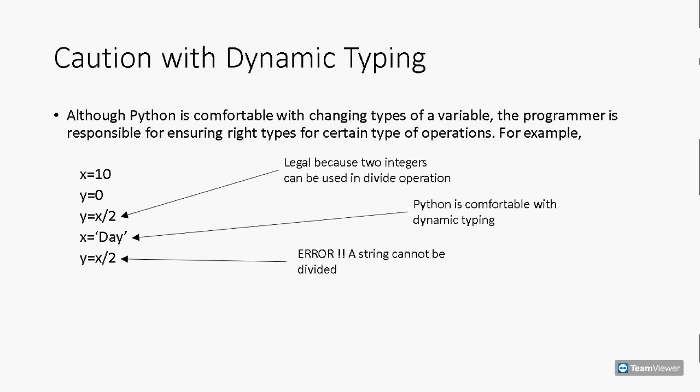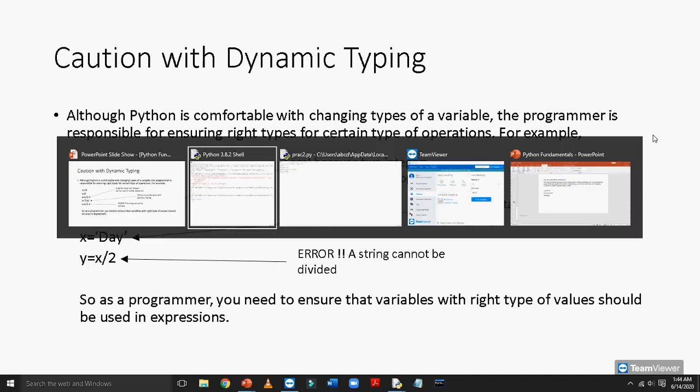y = x / 2. This statement will result into an error. This is because x contains a string now and we are trying to do a division operation by 2 on it, which is not possible. Let us see this in Python ideally now.